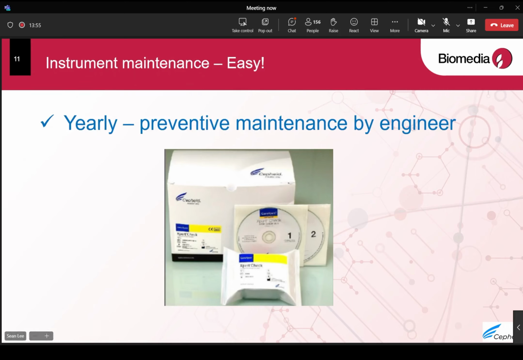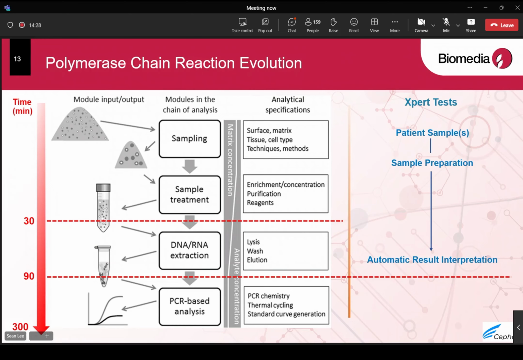In layman's terms, the GeneXpert machine is just like a photocopying machine. You put DNA or RNA into the photocopying machine, then you get multiple copies of the DNA or RNA for detection purposes. So that's the purpose of PCR. And PCR has evolved.